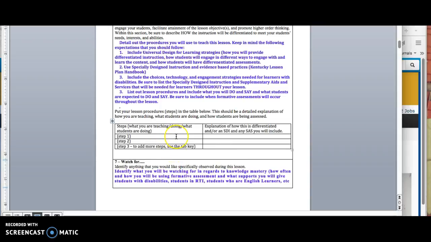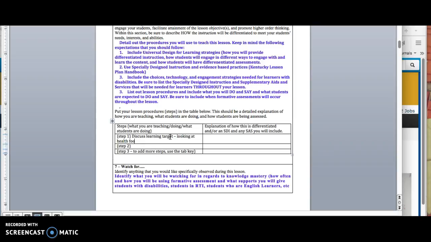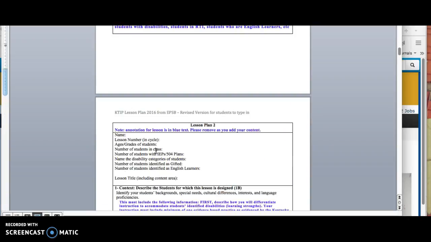Your lesson procedures. To make this easier and make sure you meet all the steps that you need, step by step, I'm going to discuss learning target, looking at healthy foods, define healthy, use pictures, use response cards. Okay, anything I'm doing to support the student. So step by step, you're going to tell me everything that you're doing.